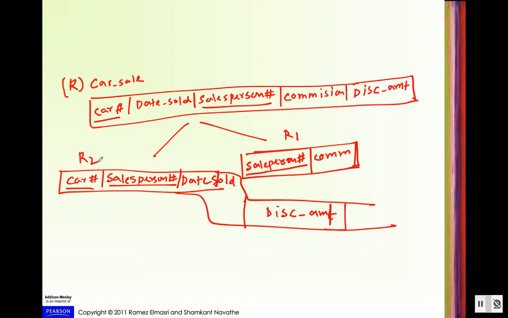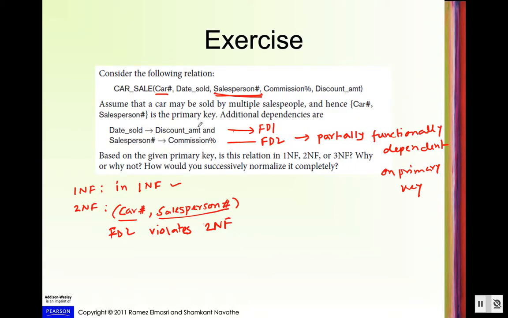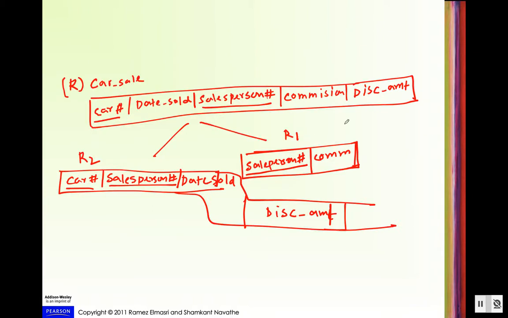All right, now you can look at this R1 and R2. These are actually all our functional dependencies. Based on those functional dependencies, there is no violation of second normal form.